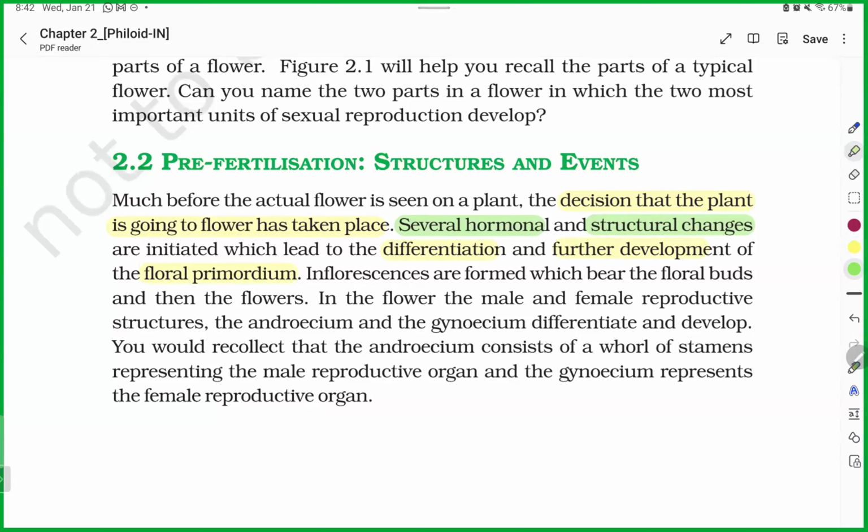Barinder, what do you mean by differentiation? Maturity. Having a specific function, maturity. Okay.